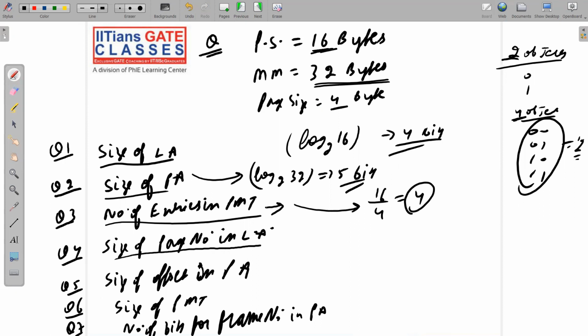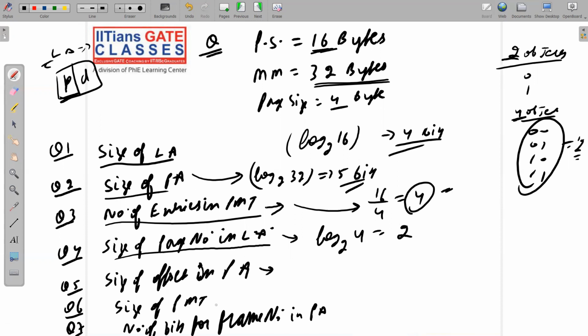Okay. Next, size of page number in logical address. Obviously, the logical address is divided into two parts, page number and offset. So how many bits for page number? We have got 4 pages. To label 4 pages, how many bits are needed? That is log base 2 of 4, so the answer is 2. Don't worry, I will tell you the generalized formula after this. So number of pages is 16 by 4, that is 4. You take log base 2, you get 2.